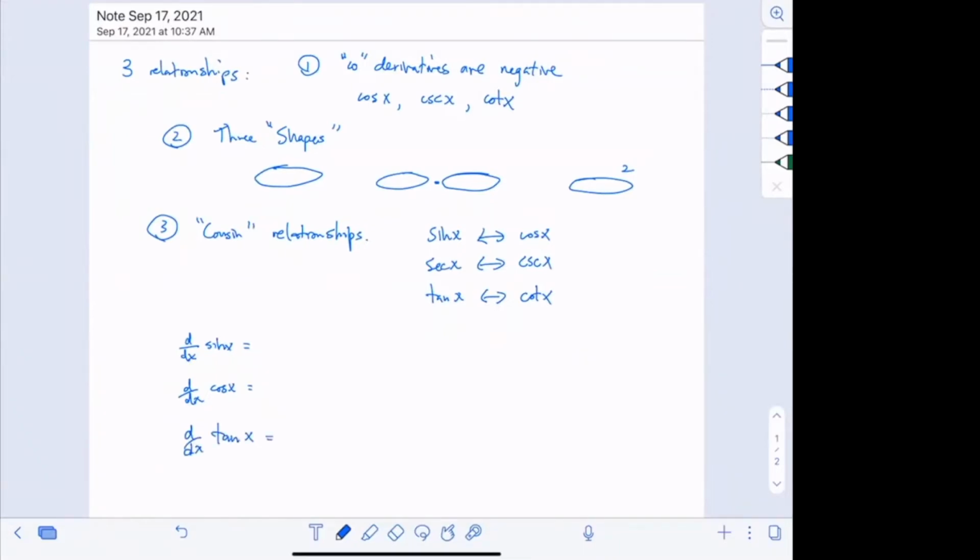And then on the left, I'm going to put the reciprocal of each one. The reciprocal of sine is cosecant of x. The reciprocal of cosine is secant of x. And the reciprocal of tangent is cotangent of x.